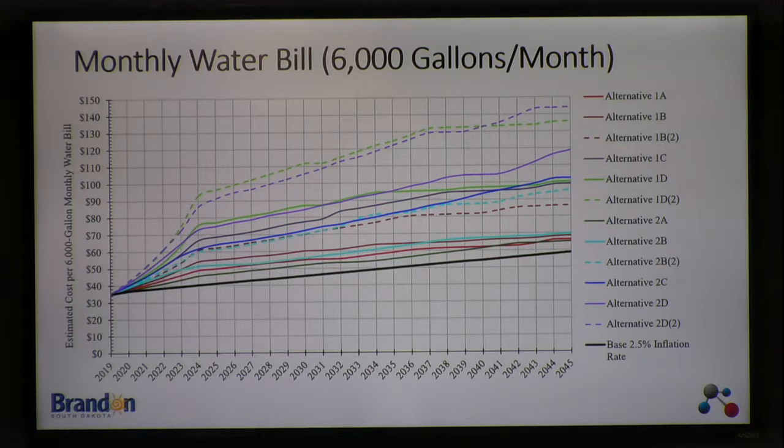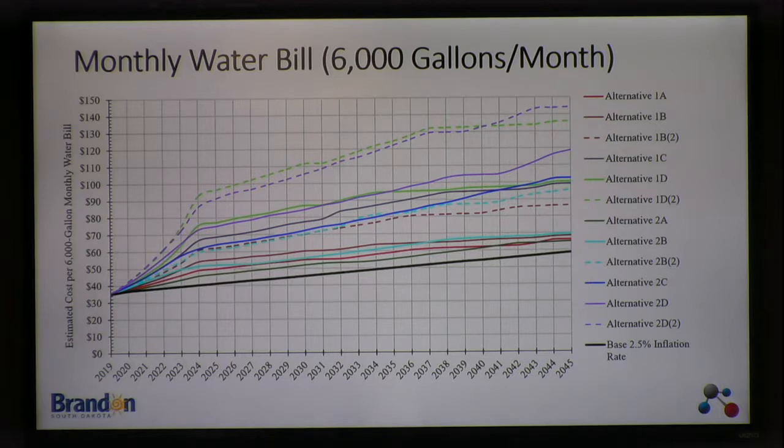So this one right here, this green one is alternative 1D. The purple one is alternative 2D. And so they have sort of a little lift in expense compared to the other ones. It's a matter of choice as to how extensive you want to treat the water.